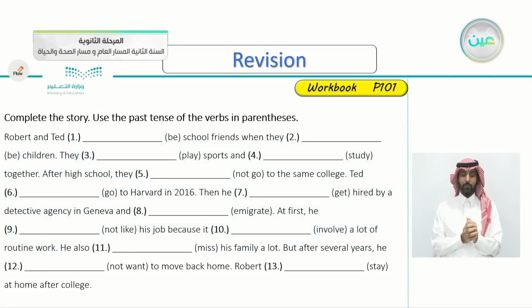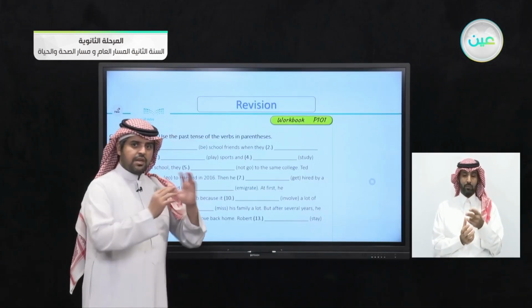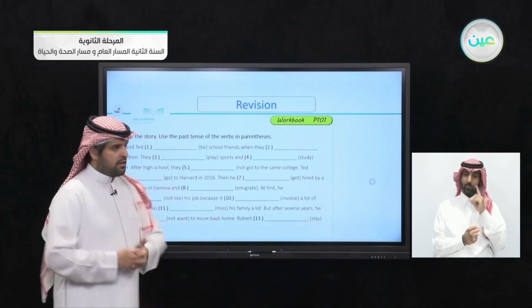So let's begin here with the first exercise in the workbook, page 101. Complete the story. Use the past tense of the verbs in the parentheses. So we have a story here, and you can see after each gap we have a verb. We have to change the verb to the past tense. And of course, pay attention to the regular or irregular verbs.